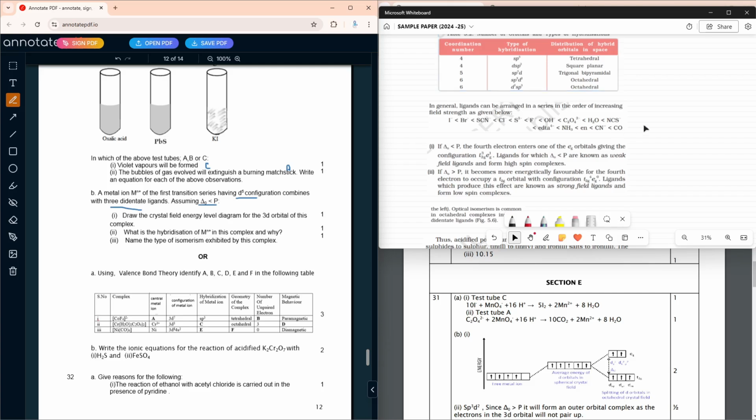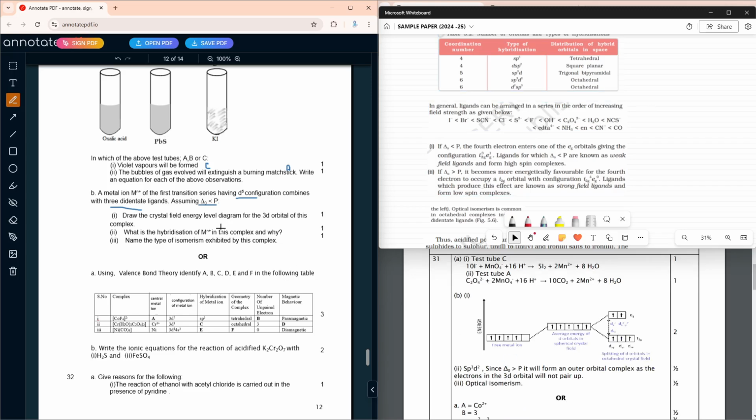Basically the strength of the ligand determines if this is going to be d2sp3 or sp3d2. If the ligand is a strong field ligand, it will force the electrons to pair up, and that will lead to the formation of d2sp3. However, ours is a weak field ligand, so it will just let it bond with sp3d2 hybridization. So the answer to this question is sp3d2, because it's a weak field ligand.